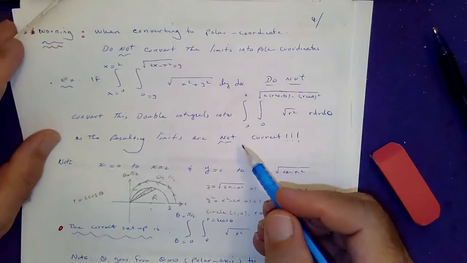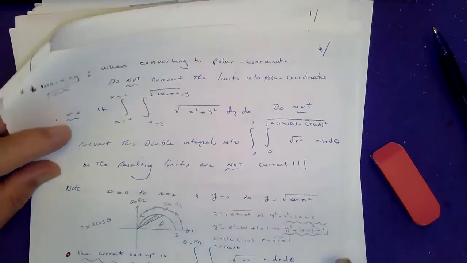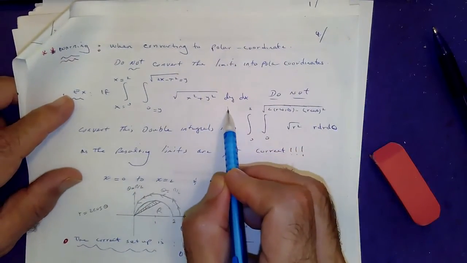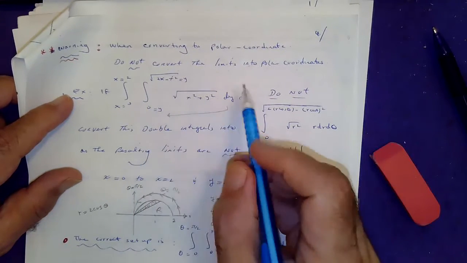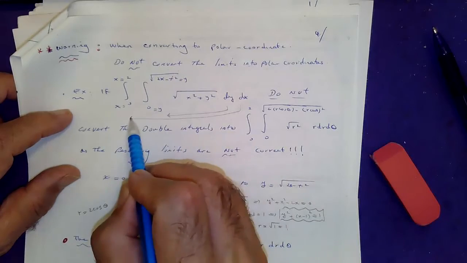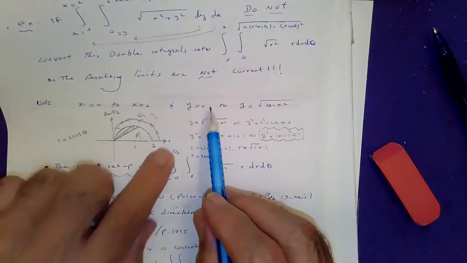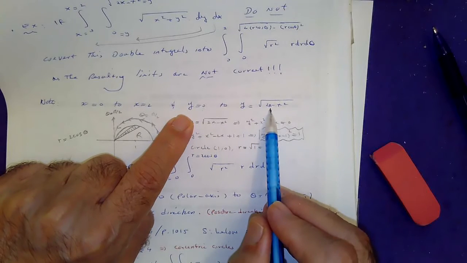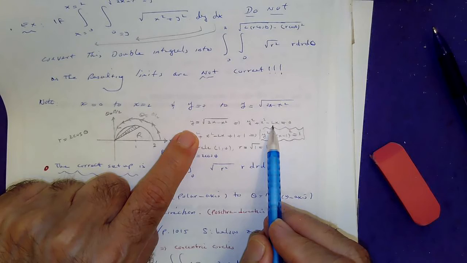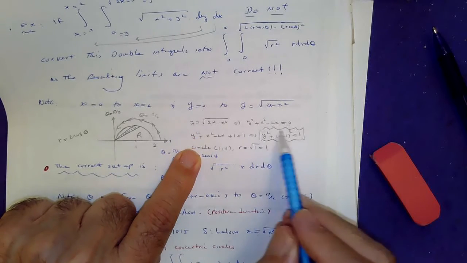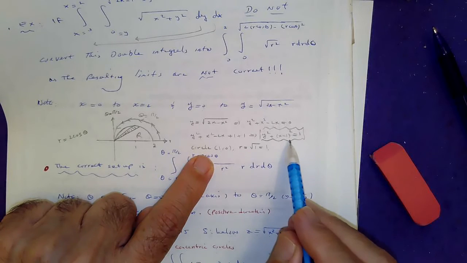So the way we do this is, as I said, we graph the region. Notice according to this problem, y goes from 0 to square root of 2x minus x squared. X goes from 0 to 2. So if y goes from 0 to square root of 2x minus x squared and you square both sides of this guy, you get this. And you complete the square, you get this. In other words, it's a circle whose center is at (1, 0), radius 1.